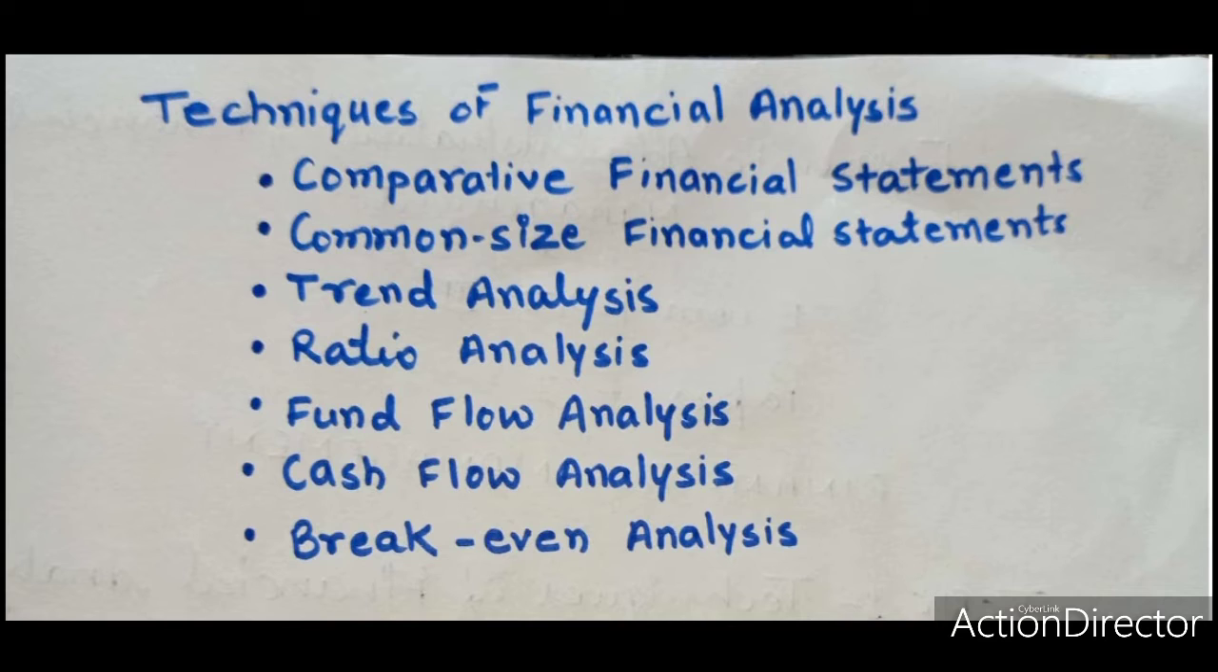In our previous lectures, we have been understanding techniques of financial analysis, in which we have studied the meaning of financial analysis, meaning of interpretation, difference between analysis and interpretation, some important objectives of financial analysis, types of financial analysis like horizontal or dynamic and vertical or static, and internal and external analysis. After that, we have studied the significance of financial statements analysis and limitations of financial analysis.